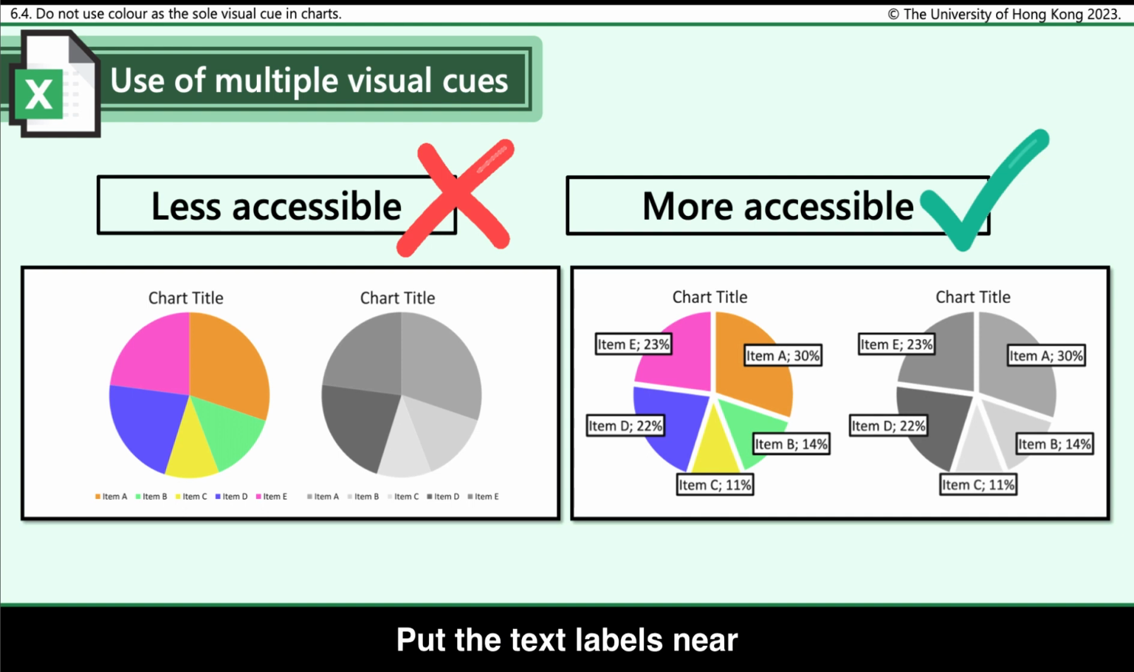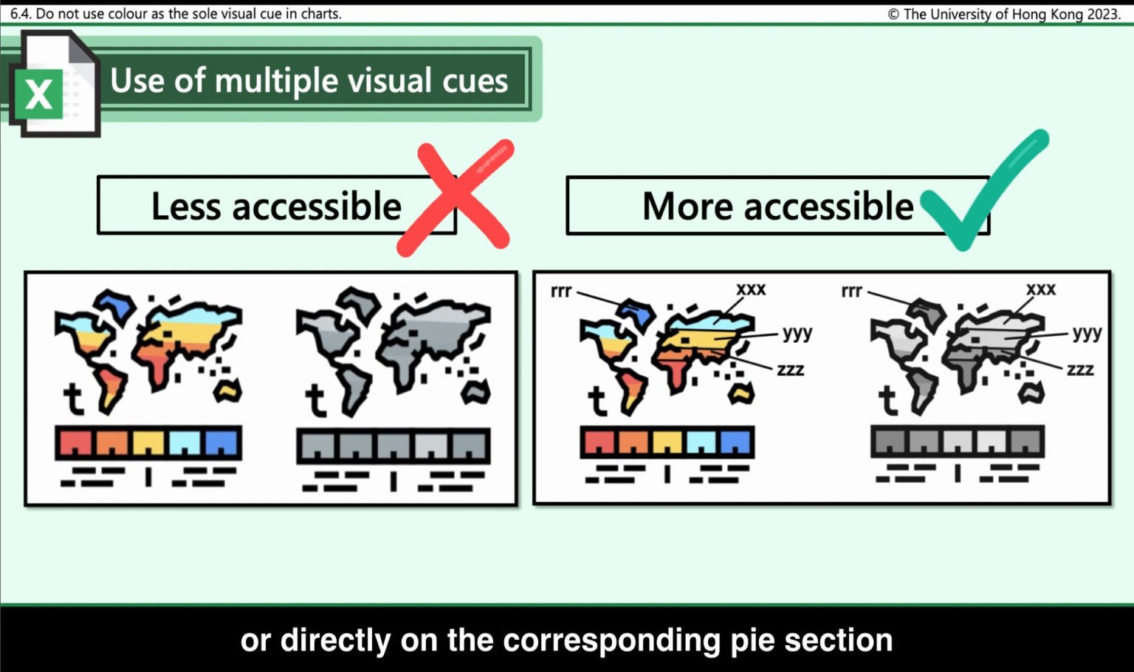Put the text labels near or directly on the corresponding pie section to enable readers to understand the chart clearly. Do not put all the text labels below the chart.